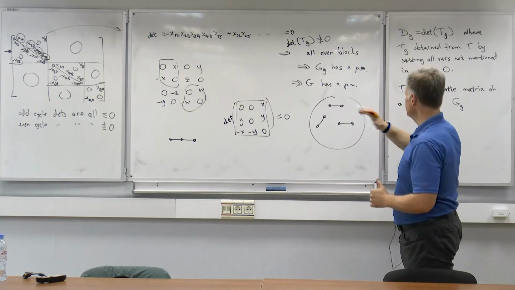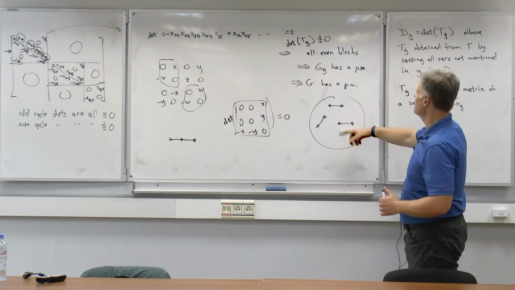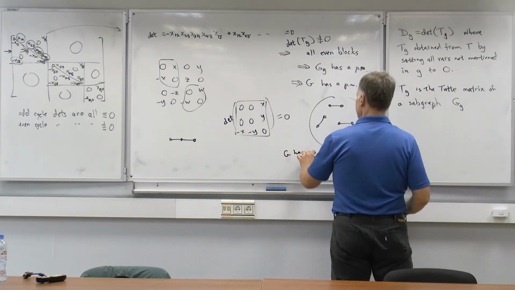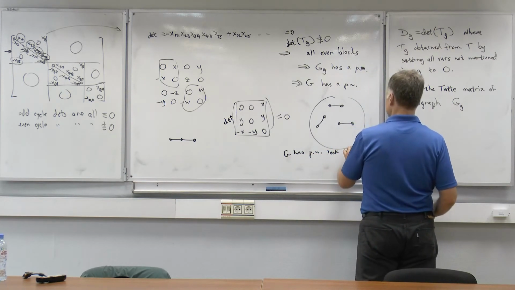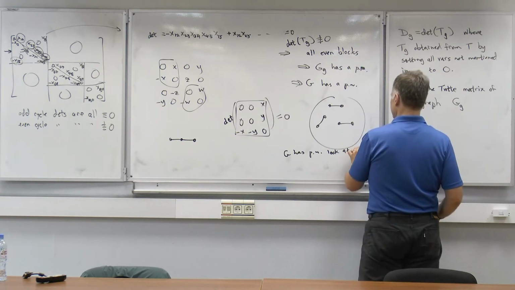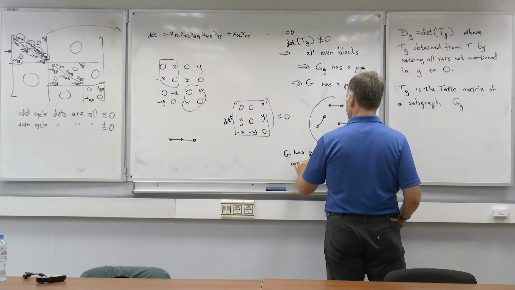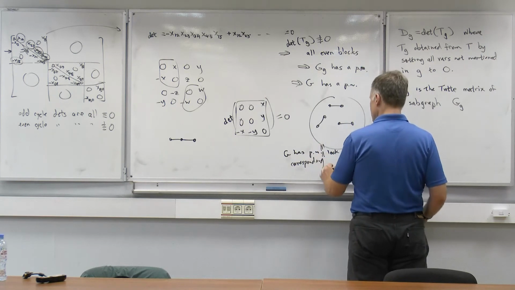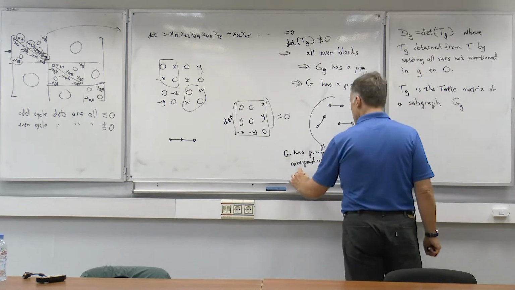Okay. And then the converse is that if G has a perfect matching M, look at the group, I'm calling them groups, the group corresponding to M. So this is all blocks of size 2.